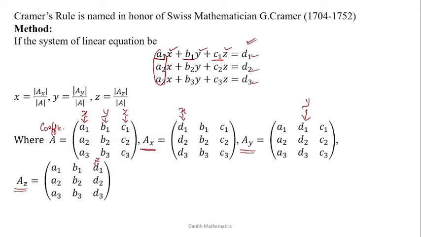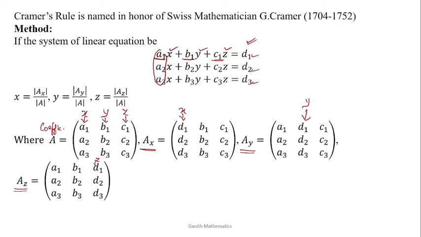So once a system of equations is given, first you have to find A, Ax, Ay, Az according to the definition. A is simply the gathering of the coefficients of x, y, z in the given format. Ax is the replacement of the coefficients of x by the constants. Ay is the replacement of the coefficients of y by the constants. And Az is the replacement of the coefficients of z by the constants.